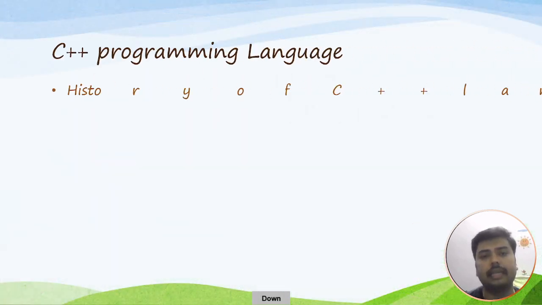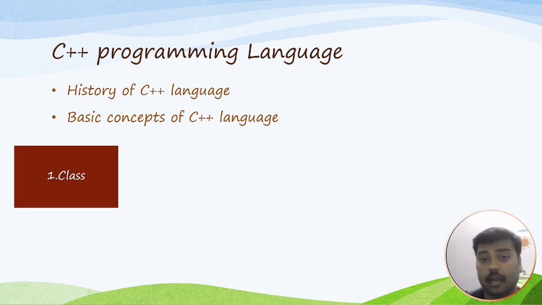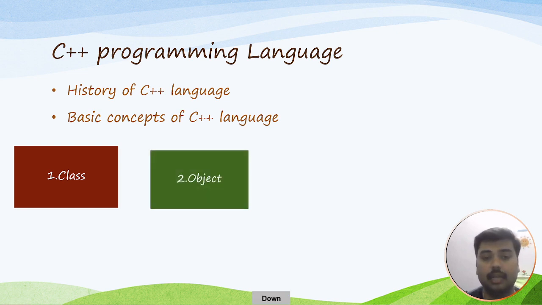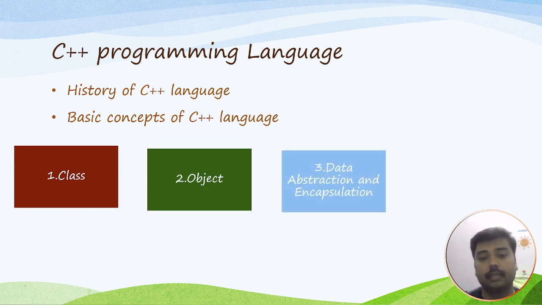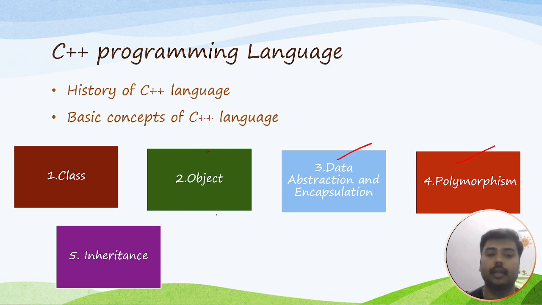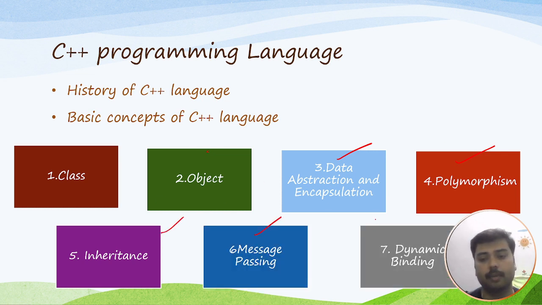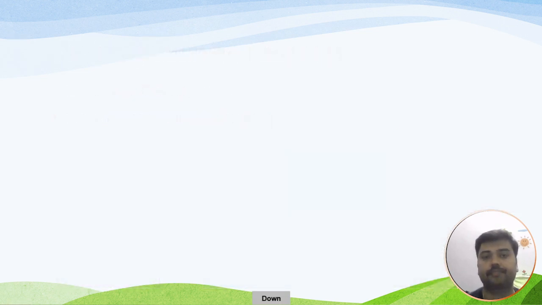There are basically seven kinds of properties which we are going to discuss. The first property is a class. What do you mean by class? And then objects, then data abstraction, and we can say encapsulation, then polymorphism, then inheritance, then message passing, and the last one is dynamic binding. These are the seven properties, and all programming concepts revolve around these seven properties.